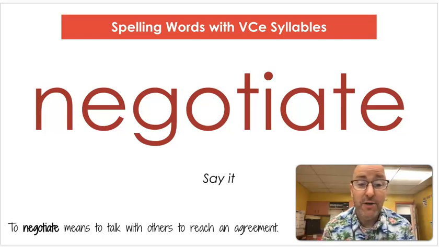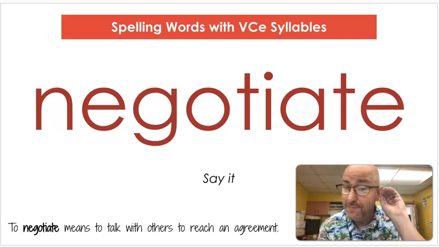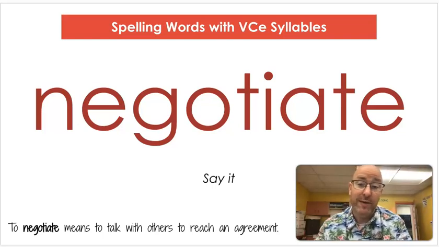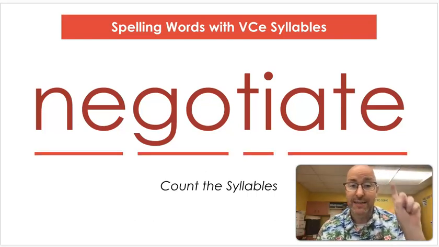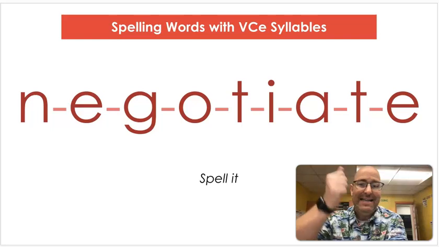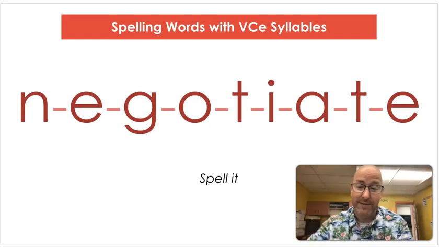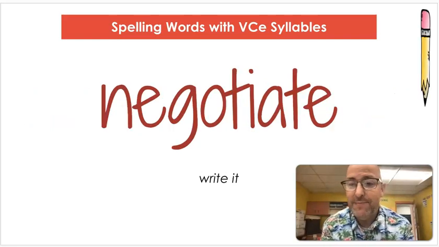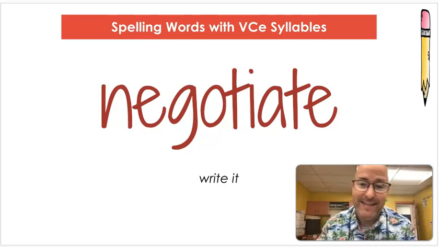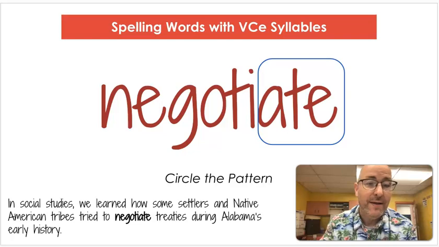Our next word is negotiate. Say negotiate. To negotiate means to talk with others to reach an agreement. Let's count the syllables. Negotiate. Let's spell it. N-E-G-O-T-I-A-T-E. Negotiate. And let's write it. N-E-G-O-T-I-A-T-E. Circle our pattern. In social studies, we learned how some settlers and Native American tribes tried to negotiate treaties during Alabama's early history.